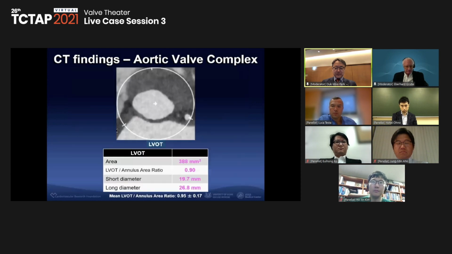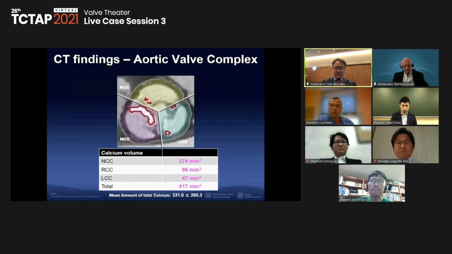And next, this is the LVOT. The LVOT doesn't have any calcium. And next, the quantification of the calcium is very important for a safe TAVR procedure, and this patient has a total amount of 417 cubic millimeters, and the average in our center of total calcium is 330. So this patient has a relatively large amount of calcification.